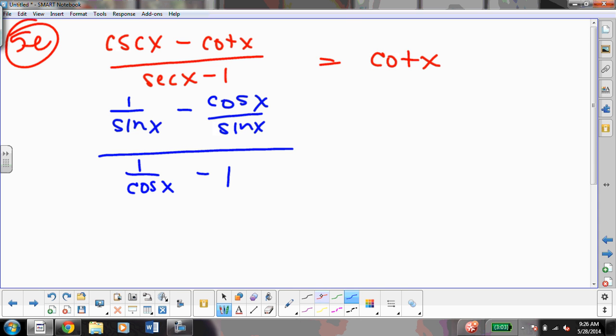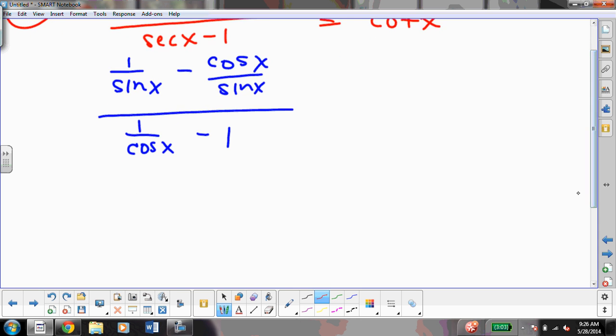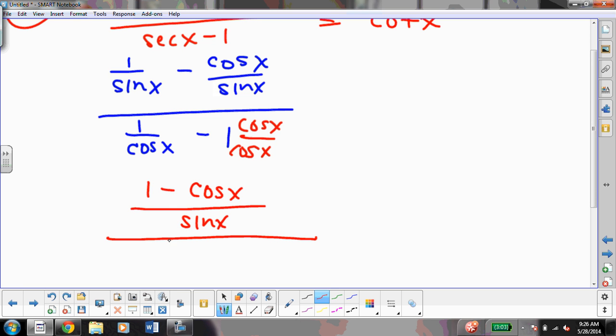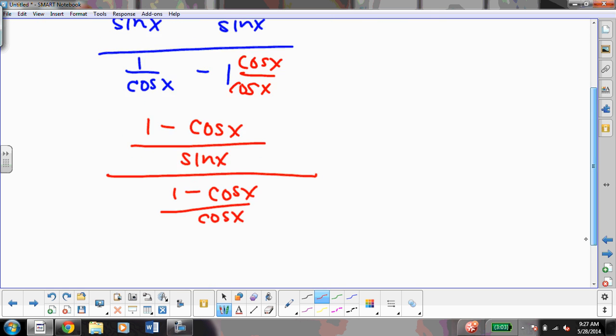On the top I have common denominators, but on the bottom I do not, so I'm going to get a common denominator on the bottom. 1 can be rewritten as cosine over cosine. On the top, when I combine the two fractions, I get 1 minus the cosine of x over the sine of x over 1 minus the cosine of x over the cosine of x.